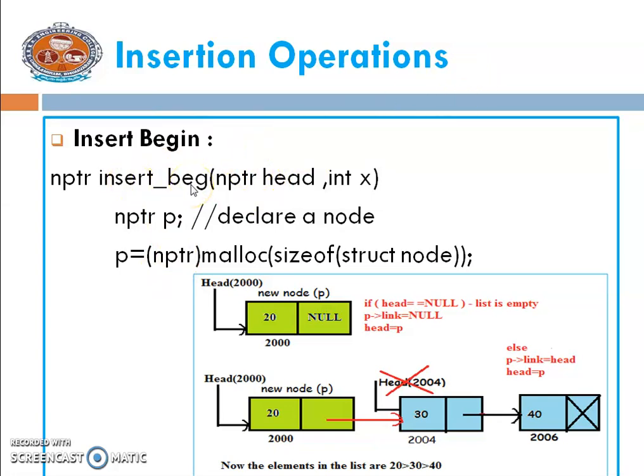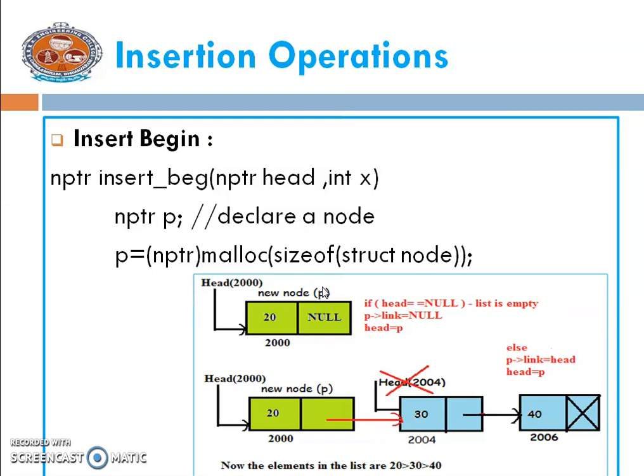Insert underscore beg is the function name. NPTR is the return type of the function. Head and X are two variables passed as arguments to the function. X is an integer variable which is to be stored in the data part of the newly created node. To declare a node, P is of type NPTR, and we have allocated some memory using the malloc function, which is a memory allocation function, of size struct node.